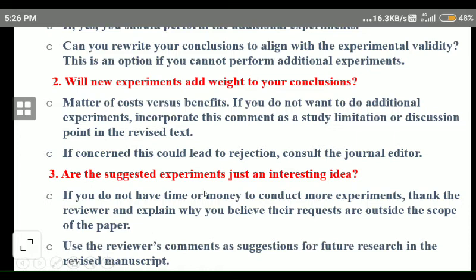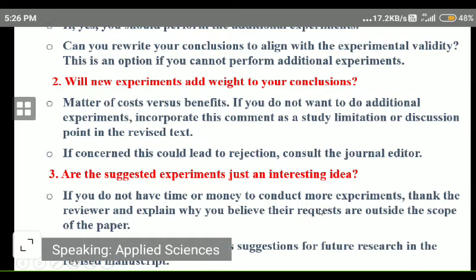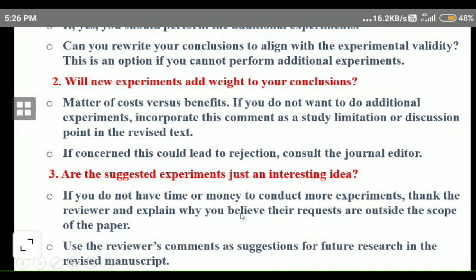So if the suggested experiment is just interesting, and is not required to support any conclusion or any argument, then you can just write in your paper that this suggested experiment is interesting and will give more information. You can modify your paper accordingly, and you can just write that this suggested experiment will be taken care of in the future. You can clarify that this suggested experiment is interesting, but it doesn't support your conclusion, and you don't have the facility, so you write this answer tactfully. So you can avoid that way. You can avoid performing the new experiment.